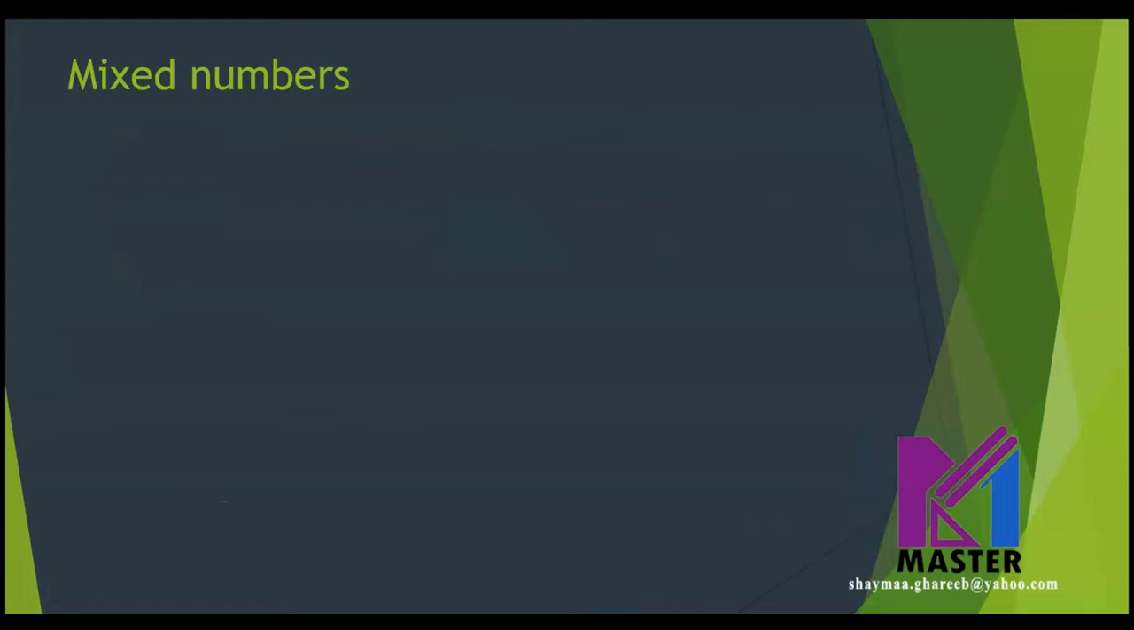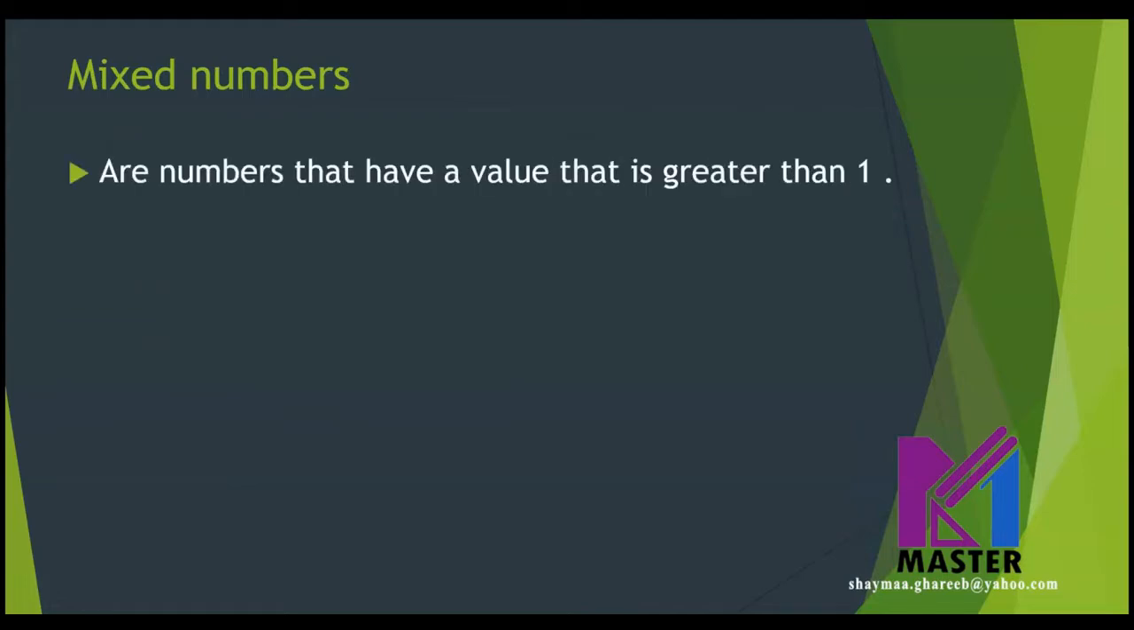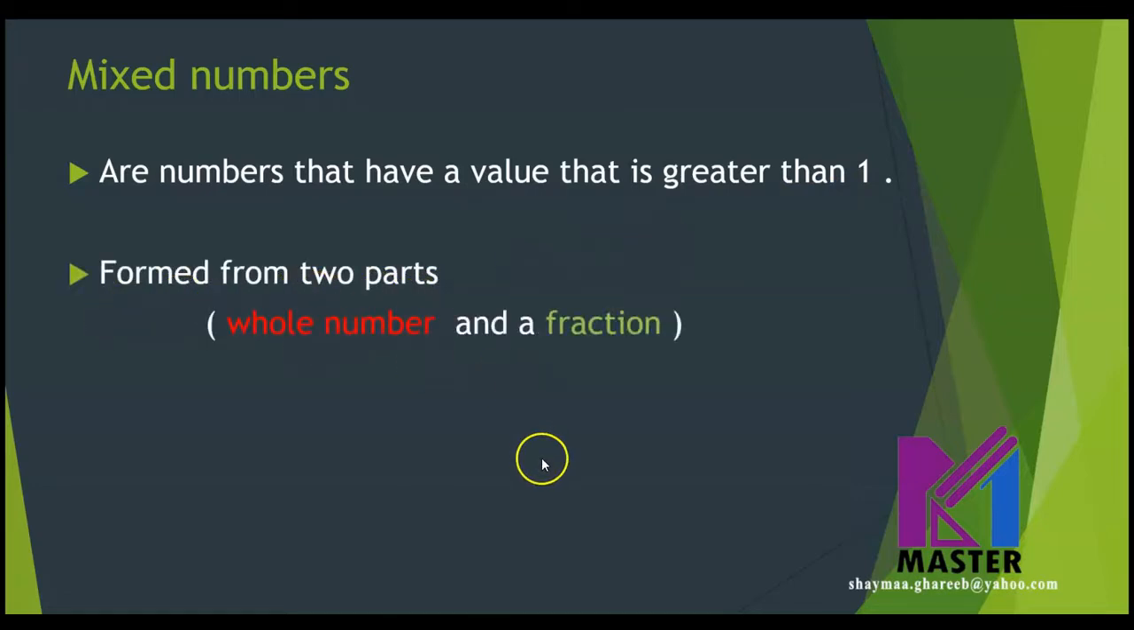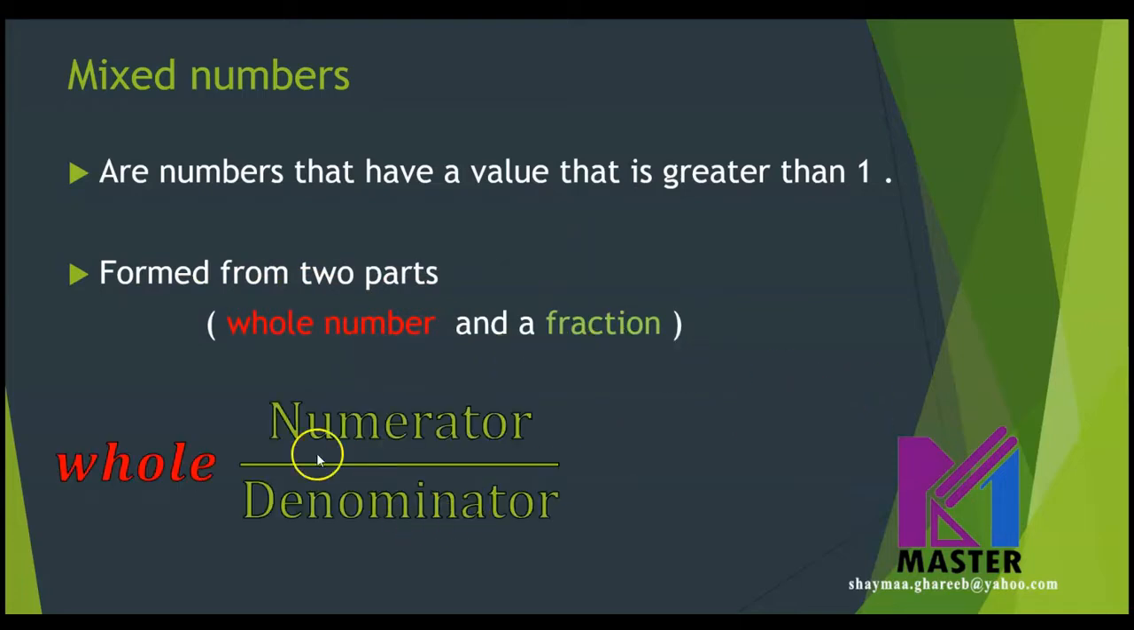Mixed number. What is the meaning of mixed numbers? They are numbers that have a value that is greater than 1. They are formed from two parts, a whole number and a fraction. This is the whole number and I write the fraction part just next to it in this form. And the fraction part has a numerator on the top and a denominator at the bottom.